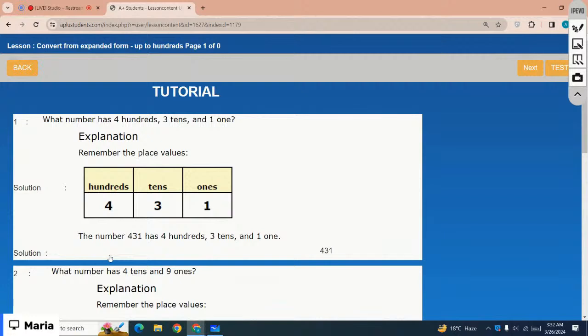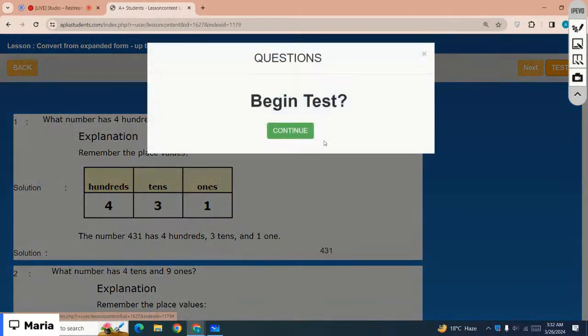You have four hundreds, three tens, and one one. The hundreds, the tens, and the ones tell you the position of the number. That means one is in the ones position. So together they make 434, right? Let's just start with the test questions.